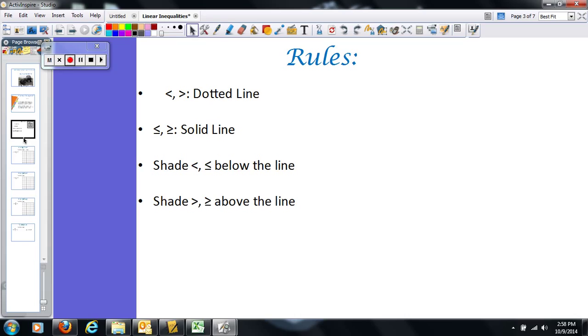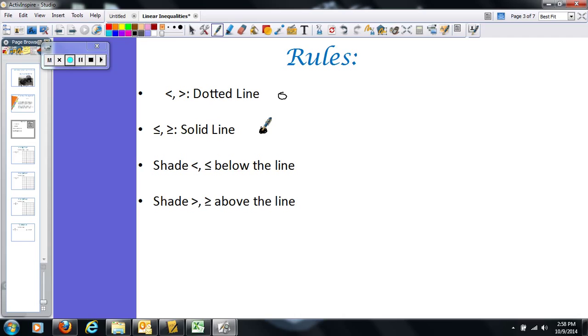So what you need to know is that for graphing linear inequalities, when we did linear equations, when we just did inequalities, if it was less than or greater than, it was an open circle. If it was less than or equal to or greater than or equal to, it was a closed circle. Okay, so we're going to relate that to a line now, and when we draw our line, it's going to be a dotted line for less than or greater than, and it's going to be a solid line for less than or equal to or greater than or equal to.